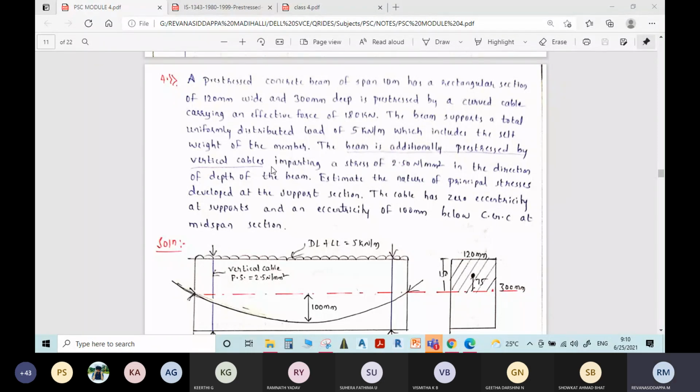The beam is additionally pre-stressed by vertical cables imparting a stress of 2.5 Newton per mm square. Okay, the vertical pre-stress is 2.5 Newton per mm square, and horizontal pre-stress you can calculate. This is nothing but Fy. In the previous three problems we used to take Fy equal to 0. Here that Fy value is given. Vertical pre-stress is also given, that is 2.5 Newton per mm square, in the direction of depth of beam. In the direction of depth of beam means it is y direction only, Fy only.